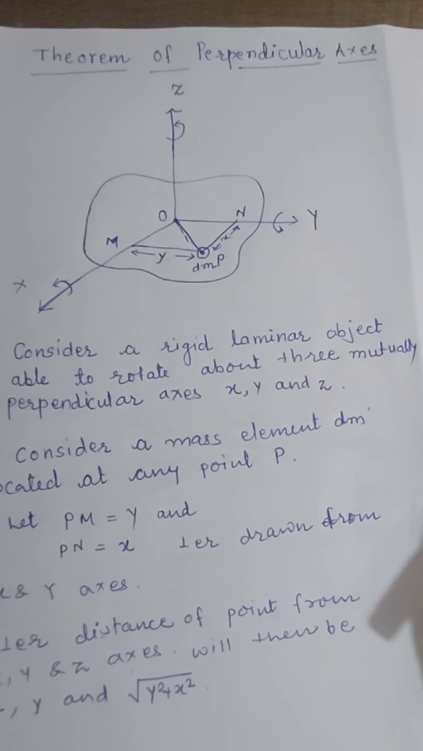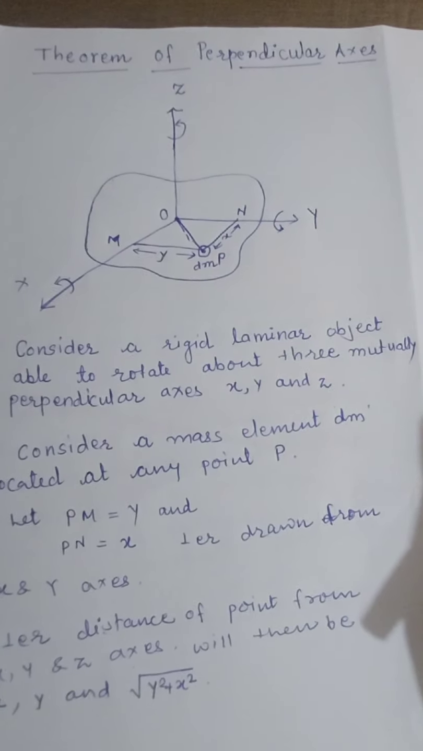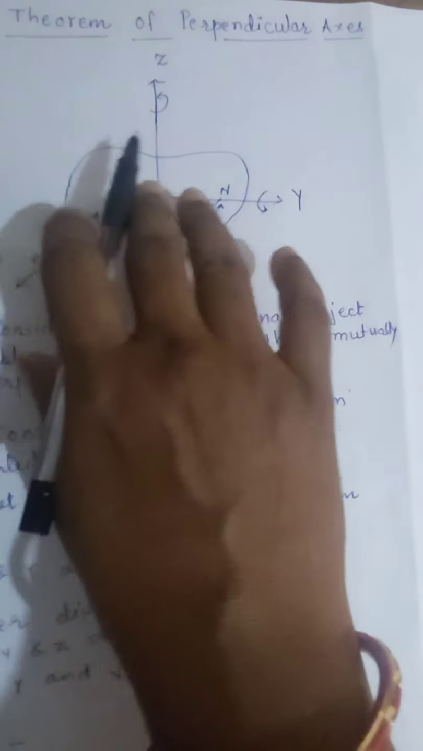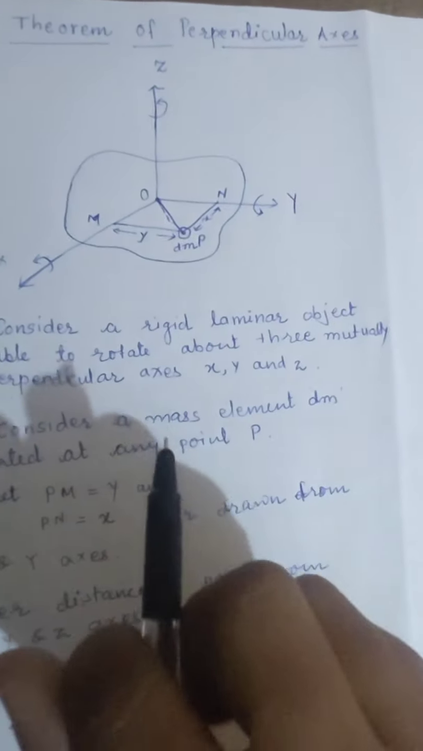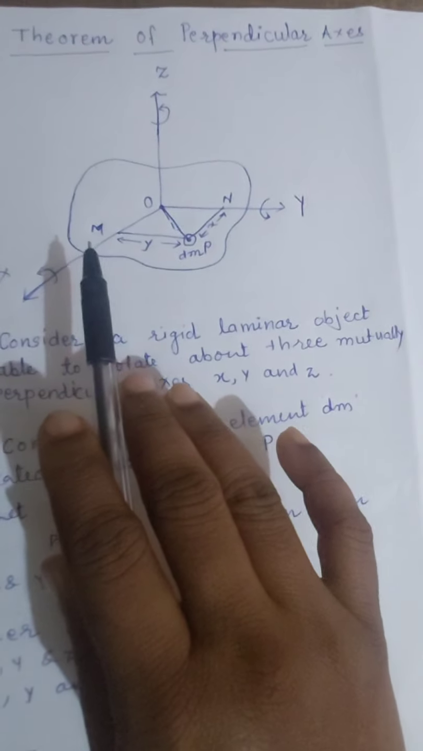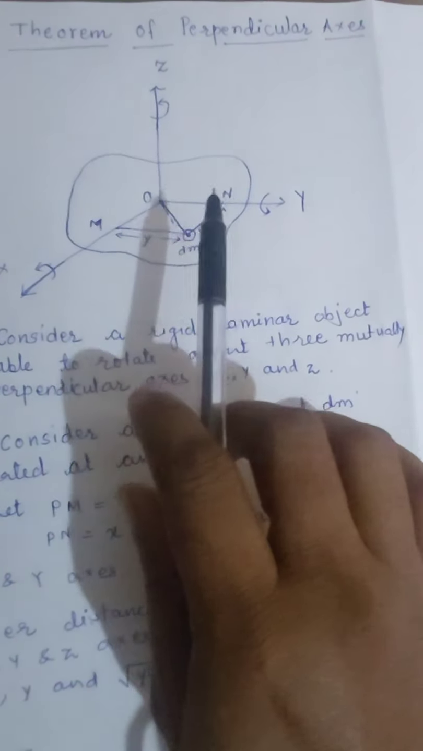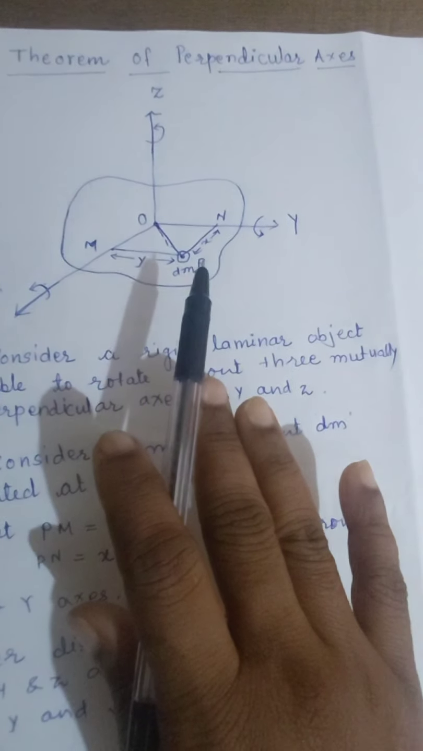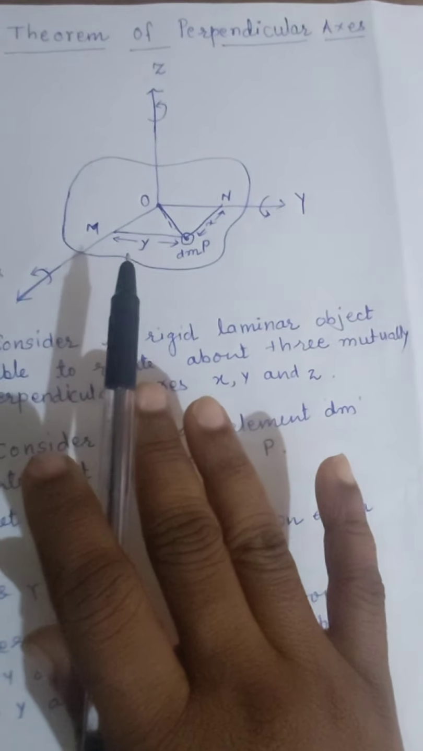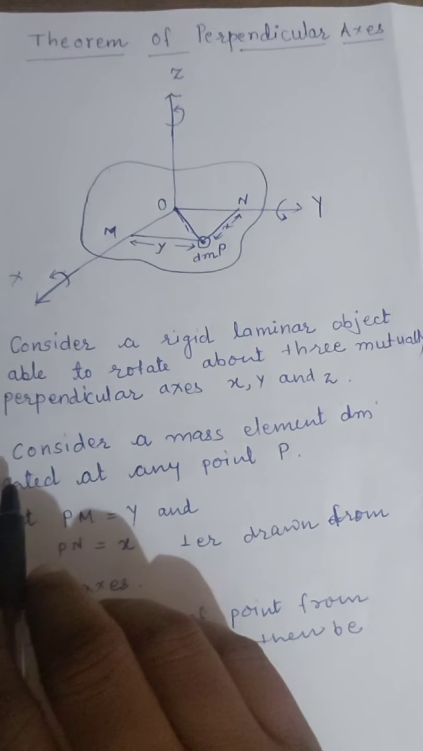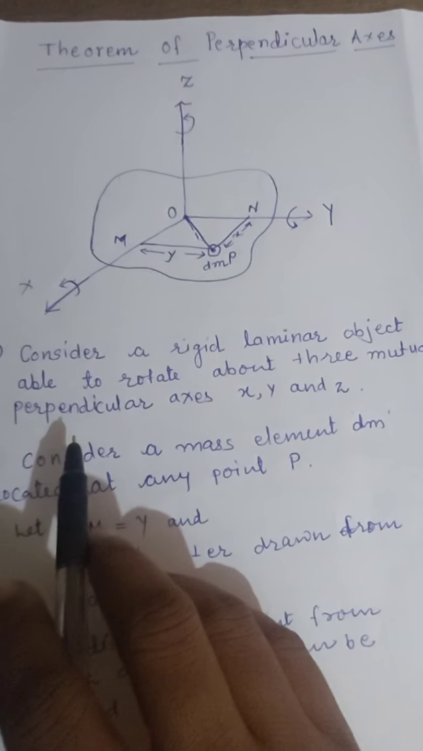In the theorem of perpendicular axis, this theorem is applicable to any laminar body. Laminar body means a plane surface or a leaf-like structure. By using this theorem you can find out the moment of inertia of a laminar body about three mutually perpendicular axes, and these three axes are concurrent to each other.